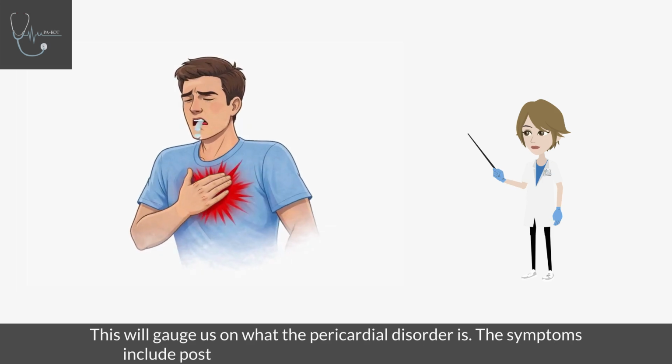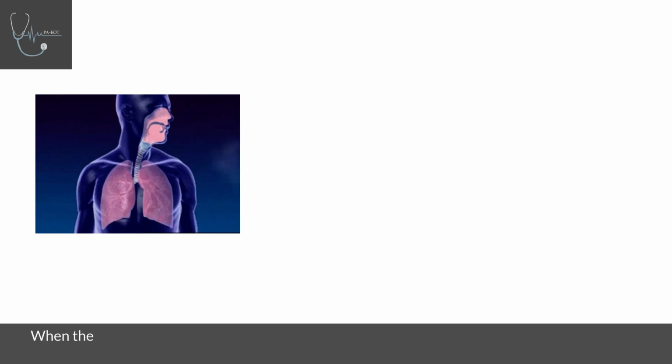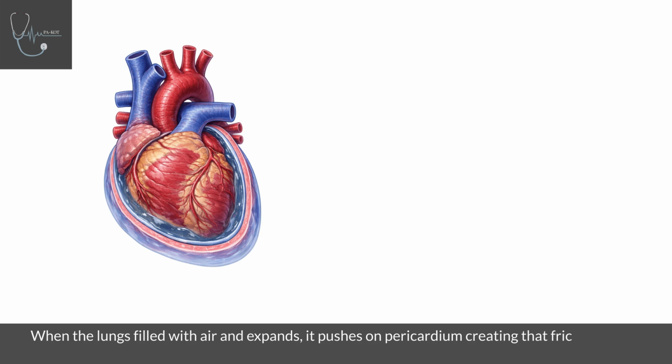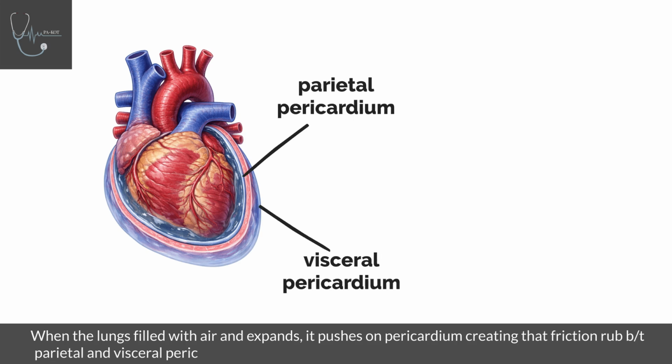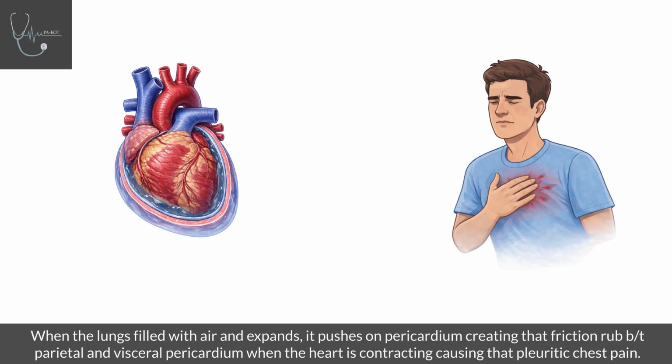The symptoms include postural pleuritic chest pain, worst with inspiration. When the lungs fill with air and expand, it pushes on the pericardium, creating that friction rub between the parietal and visceral pericardium when the heart is contracting, causing that pleuritic chest pain.